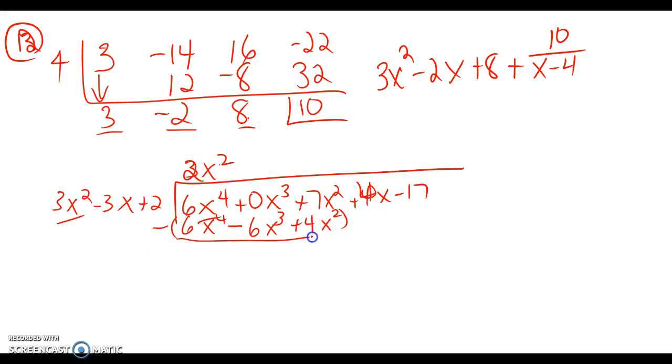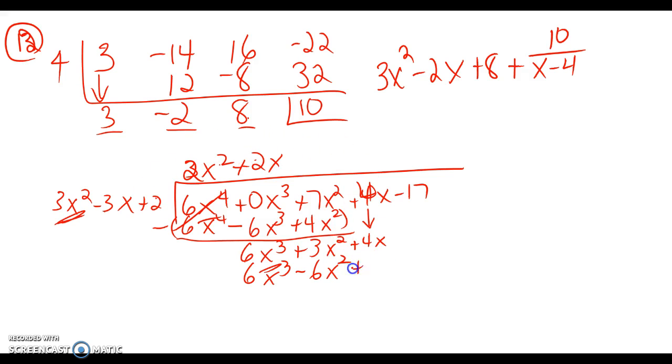Subtract the quantity. Those drop out. 0 minus a negative 6 is 6x to the third. 7 minus 4 is 3x squared. Bring down the 4x. Let's compare this now to this. Well, it'll be a 2x, won't it? Plus 2x. All right, this times this is 6x to the third, negative 6x squared, plus 4x. Subtract the quantity, right? Those drop out.